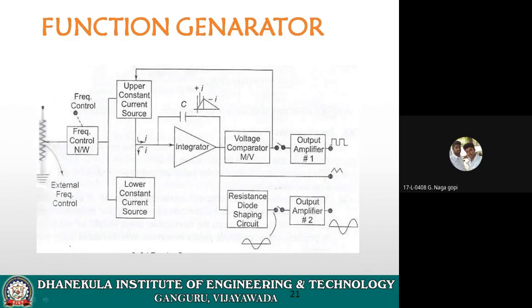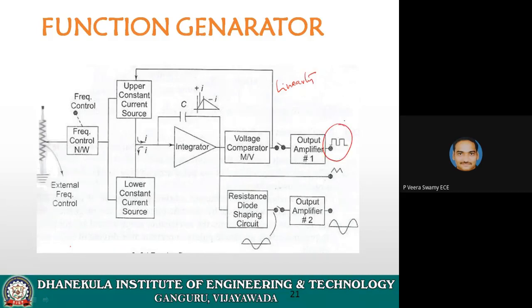Sir, the voltage comparator output again comes back to the upper constant current source. Because of to get the linearity. Why are we connecting this here? This is because you need to connect it. If you want, you need to connect this to whatever it may be. This is to maintain the linearity.